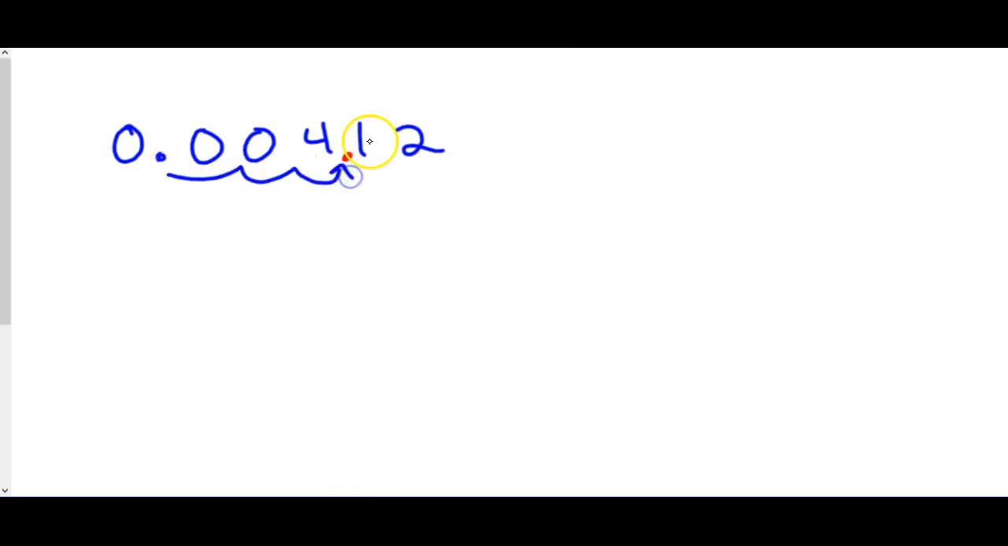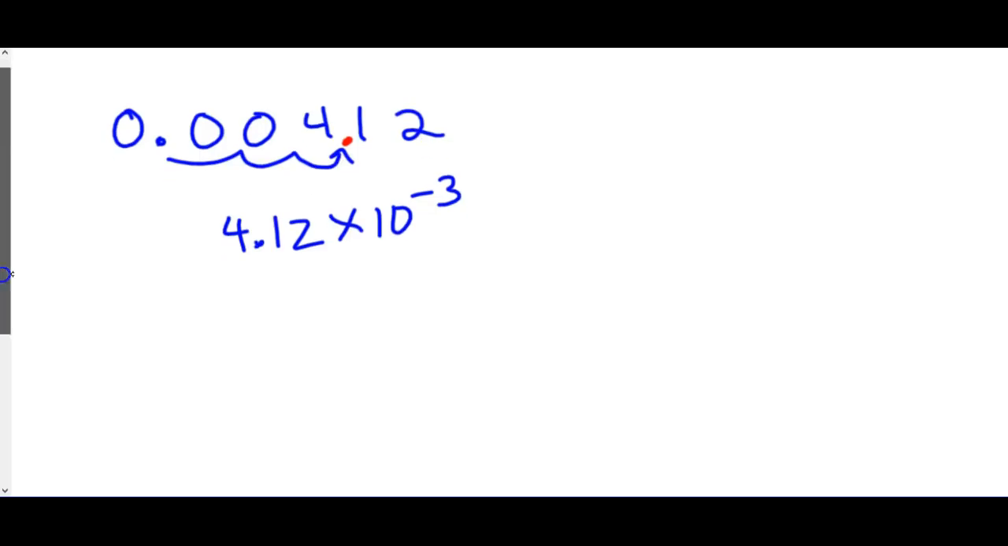So one more example. Let's say we have 0.00412. We want the decimal to be right after that first digit that's not a 0, the 4, and we just count. 1, 2, 3 spaces. So 4.12 times 10 to the negative third. We went to the right, so we're getting a negative exponent.